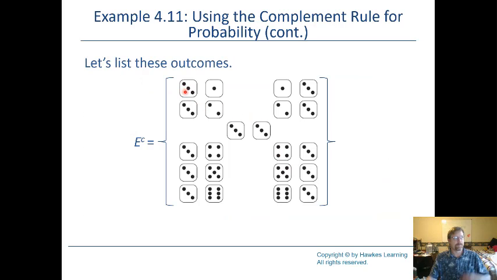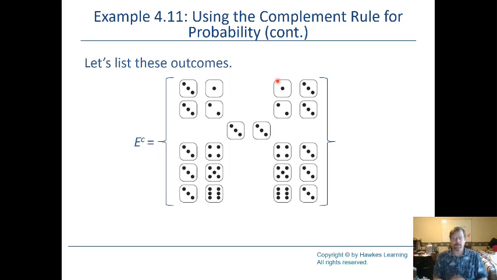We've got the first die and the second die. If the first die's got a 3, the second die can have a 1, 2, 3, 4, 5, or 6. If the second die has a 3, the first die can have a 1, 2, 3, 4, 5, or 6. You'll note this one where they both have a 3 is in both sets, so we don't want to double count that. That'll be important in a minute. So we've got 1, 2, 3, 4, 5, 6, 7, 8, 9, 10, 11.